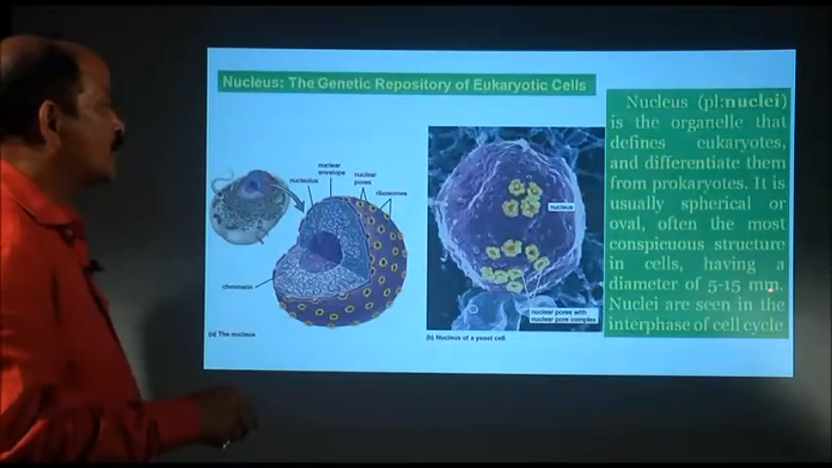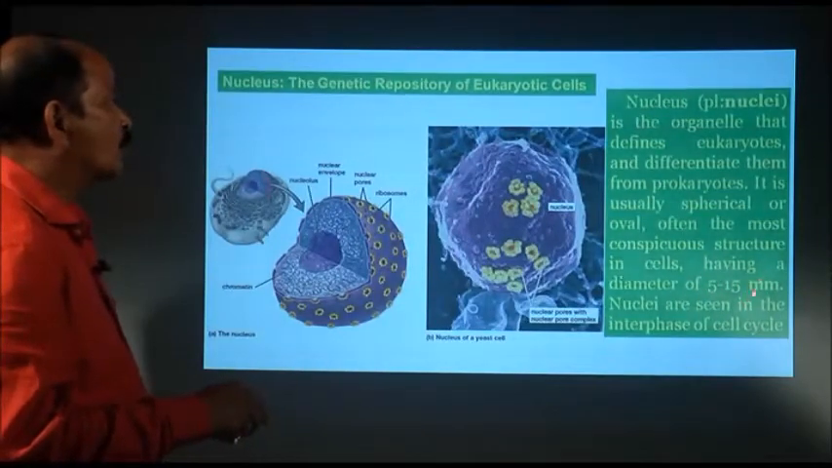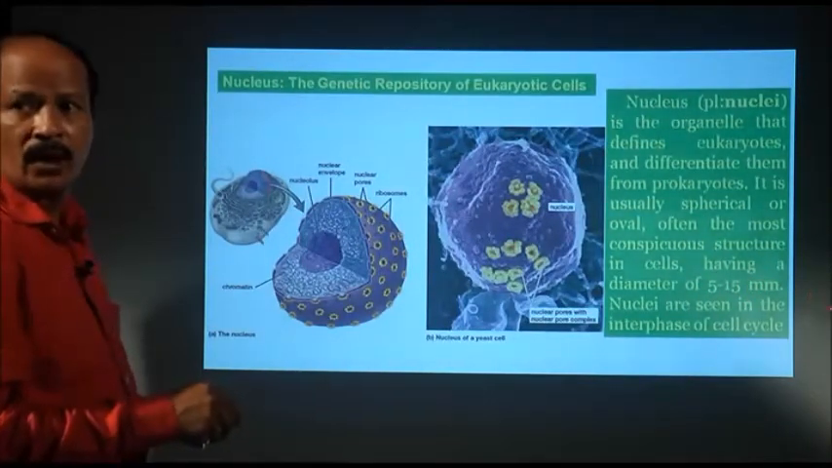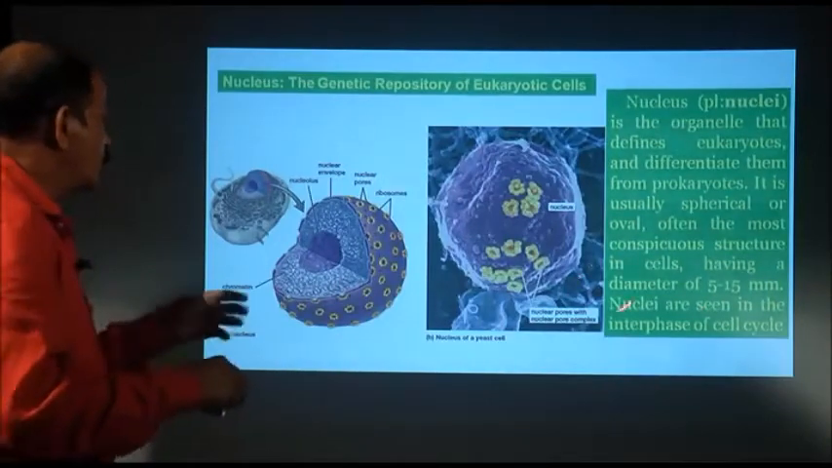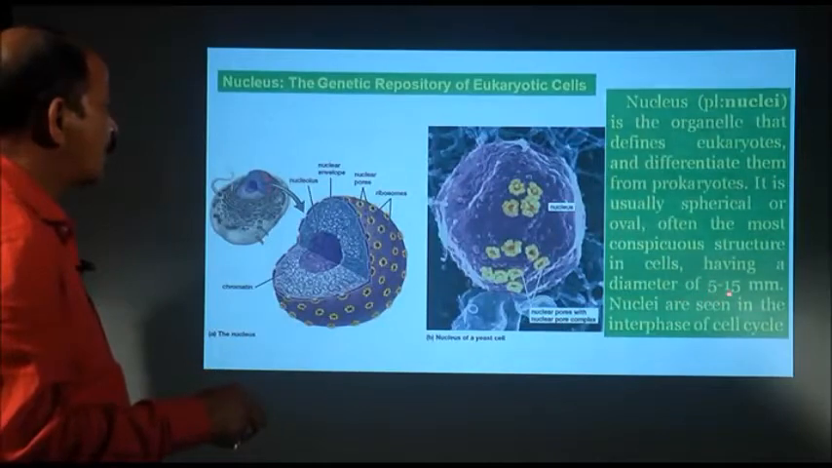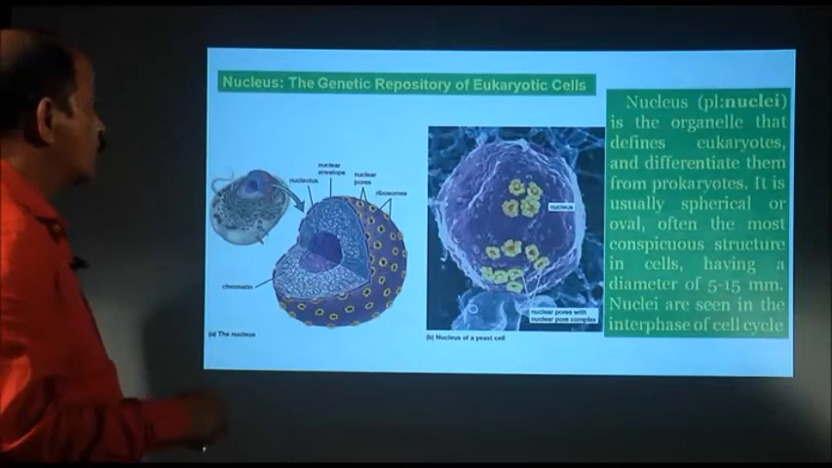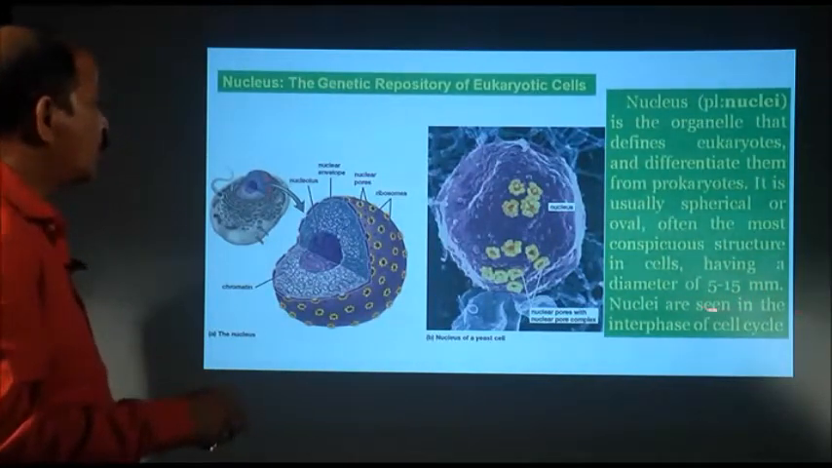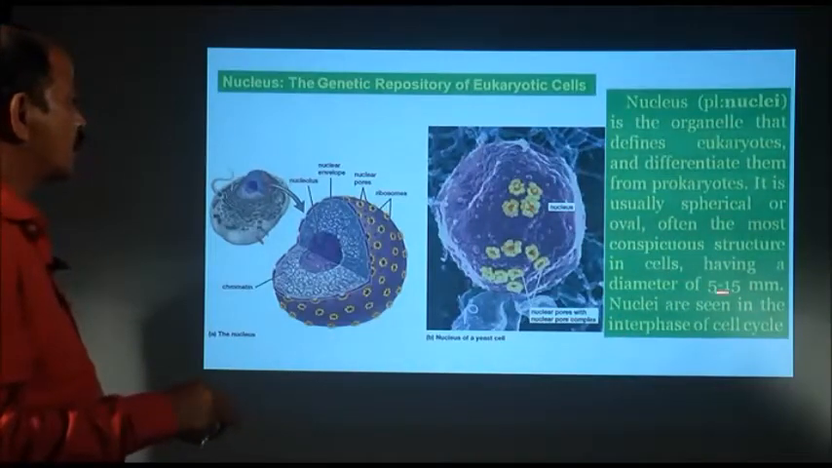That is micrometer, millimeter, that is micrometer. So the size of nucleus varies from 5 to 15 micrometer. So nuclei are seen in the interphase cell of cell cycle.